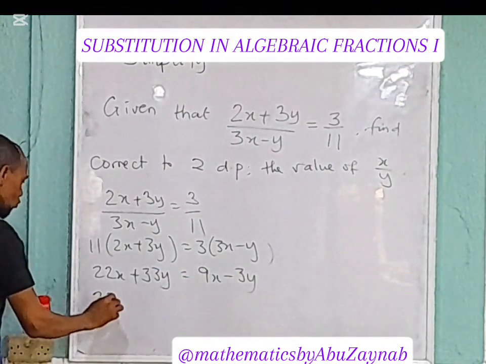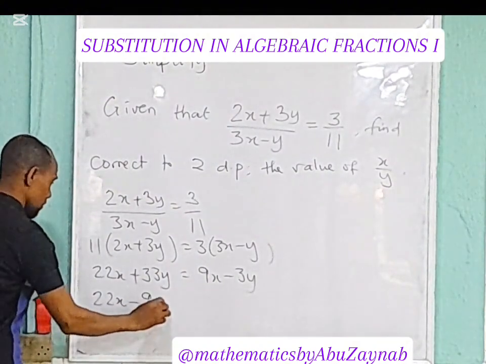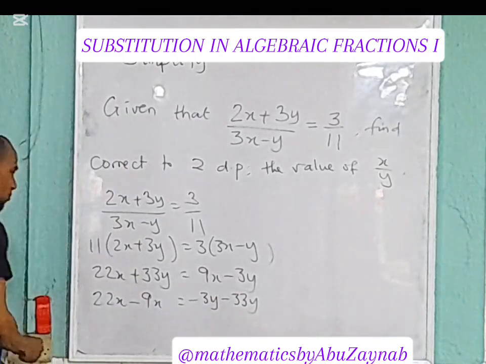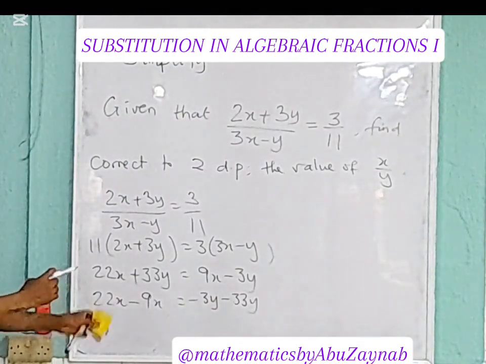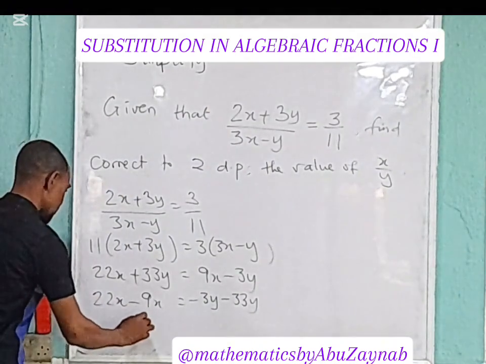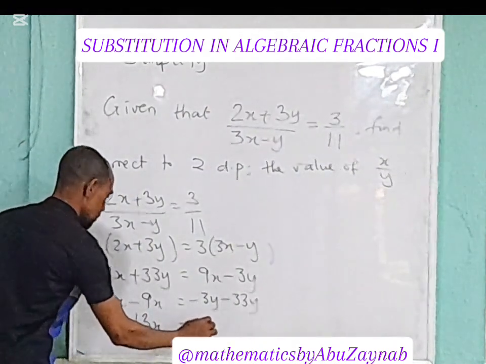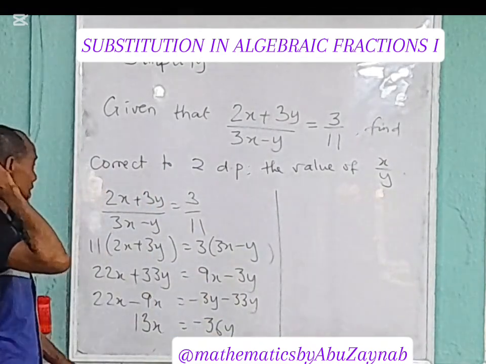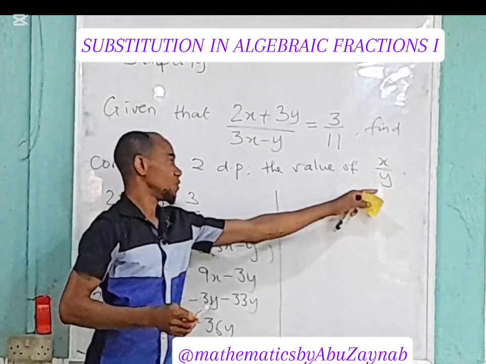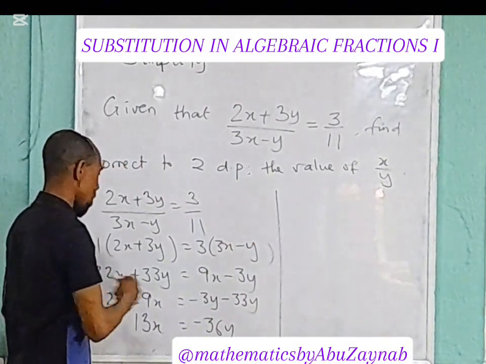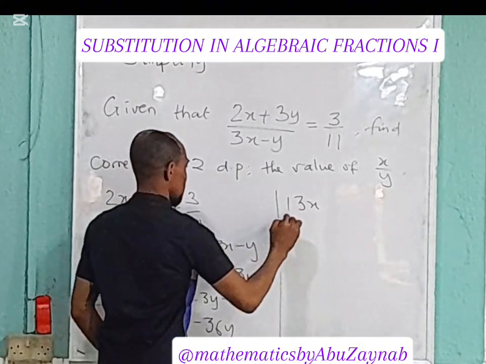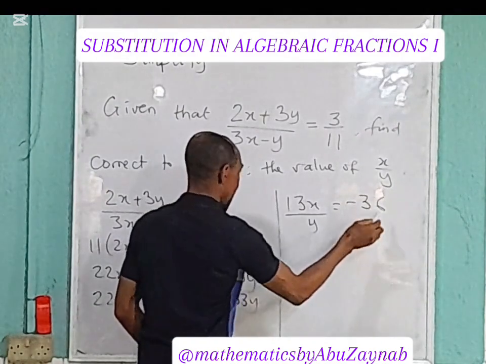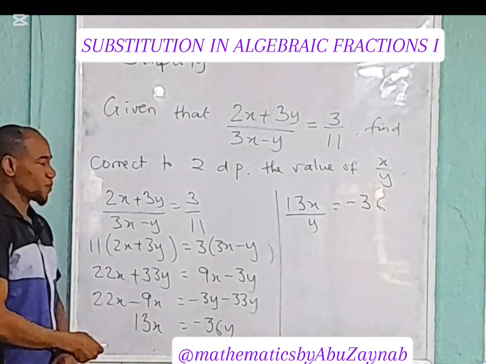So collecting like terms, I have 22x minus 9x equals minus 3y minus 33y. I'm having the x on one side and the y on the other. So this is going to be 13x equals minus 36y. So since I'm required to get x over y, that means I must have division by y. So divide both sides by y, I'm left with 13x over y equals minus 36y divided by y. That becomes 1, of course.